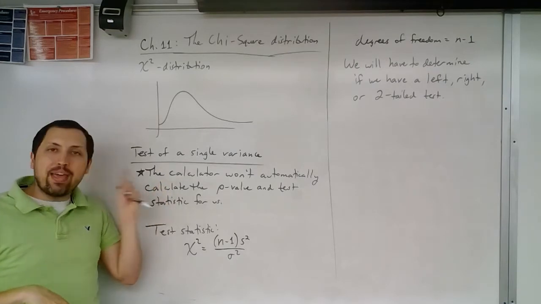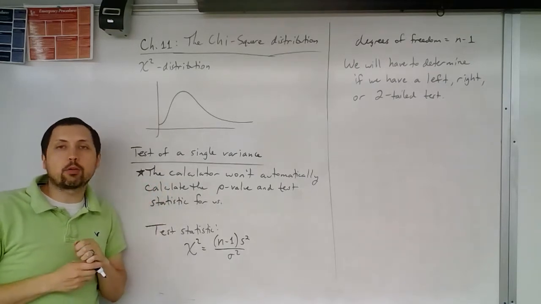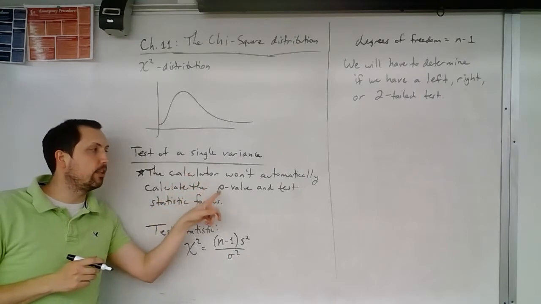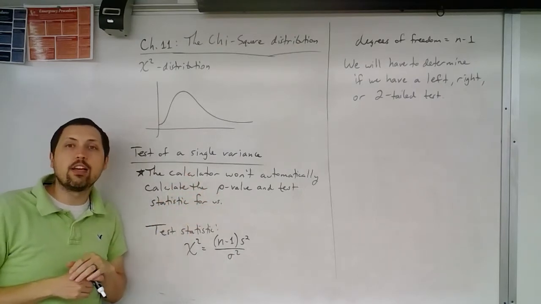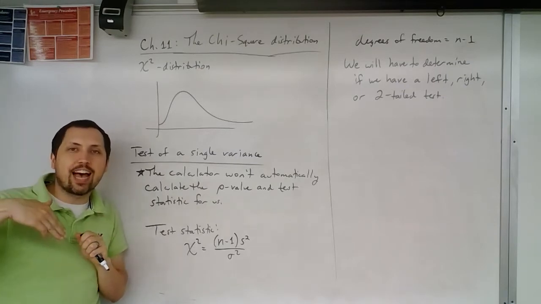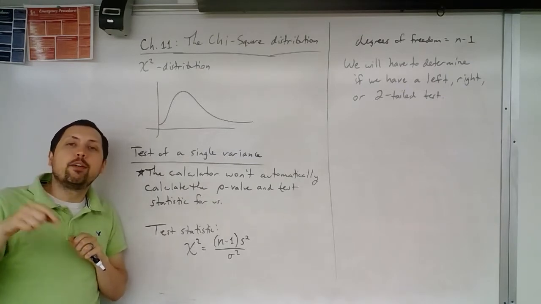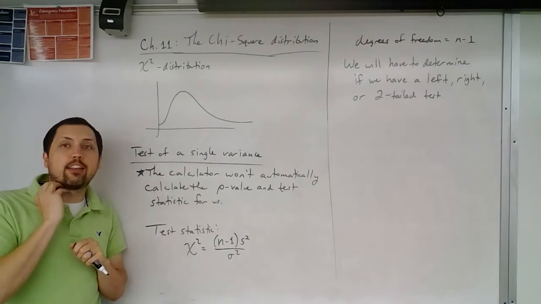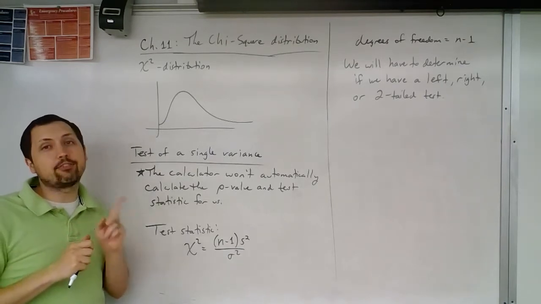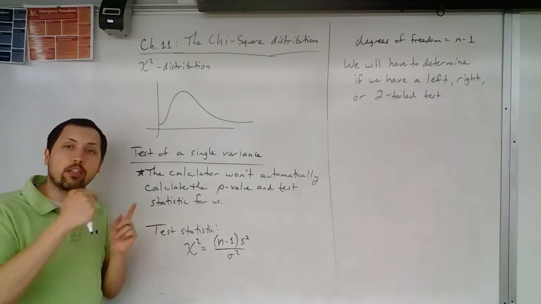Now, one big difference is that the calculator won't automatically calculate the p-value and test statistic for us. If you were to scroll down on your list of all of the tests when you press stat, you're not going to find anything for this, at least most people's calculators won't. So we're going to have to do more of this by hand than we've done in other ones.